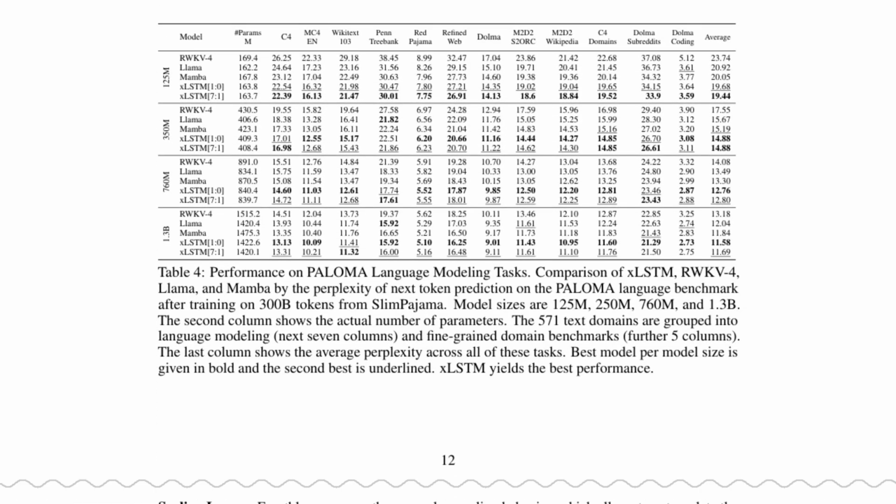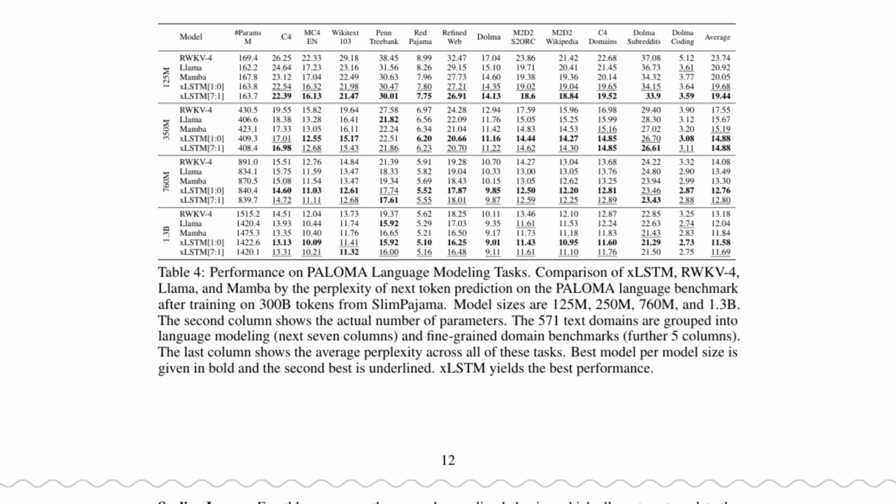Table 4. Performance on Paloma language modeling tasks. Comparison of xLSTM, RWKV4, Llama, and Mamba by the perplexity of next token prediction on the Paloma language benchmark after training on 300 GB tokens from SlimPajama. Model sizes are 125M, 250M, 760M, and 1.3B. The second column shows the actual number of parameters.